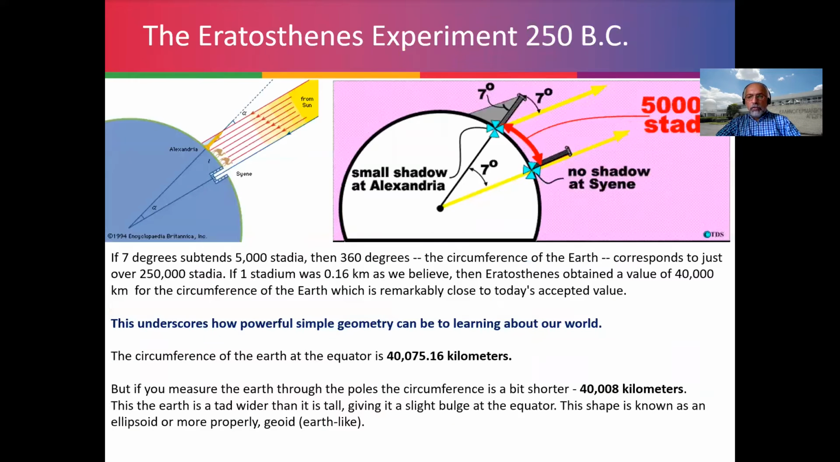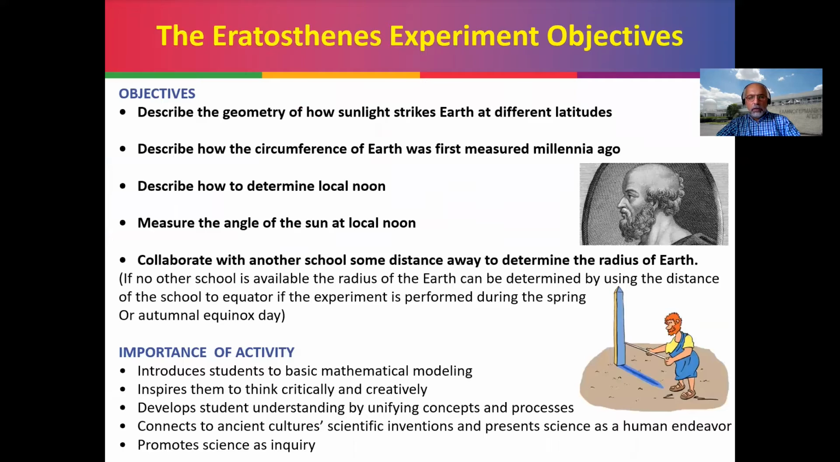He also calculated the distance between Alexandria and Syene, which was around 5,000 stadia. He made the calculation: if this angle, the 7 degrees, corresponds to 5,000 stadia, to what length does the 360-degree angle correspond? That is the circumference of the Earth. And he found it very precisely, close to 40,000 kilometers, like the number that we know today.